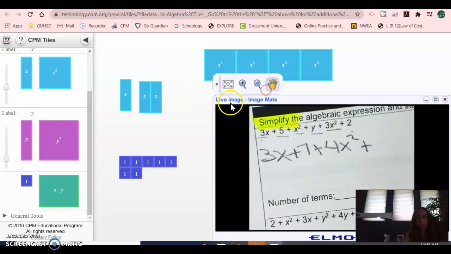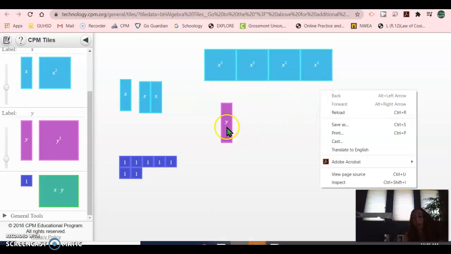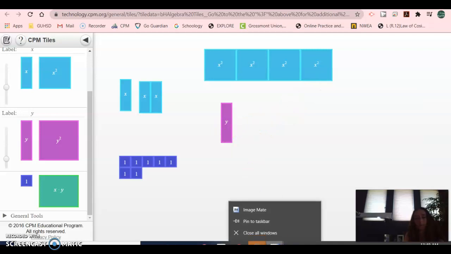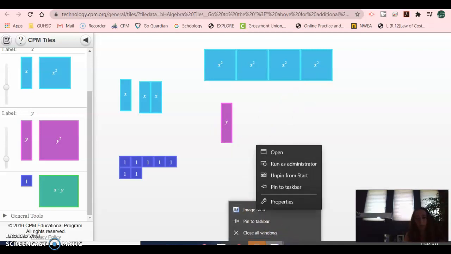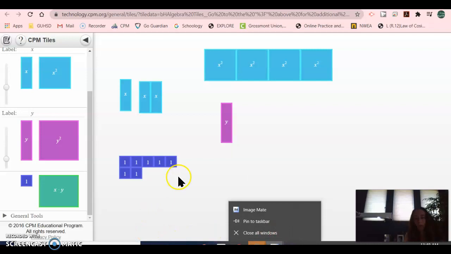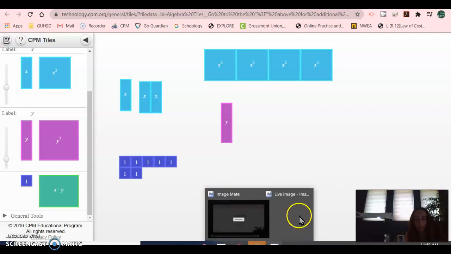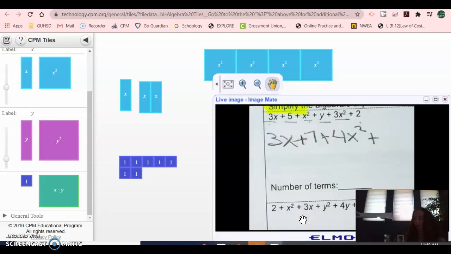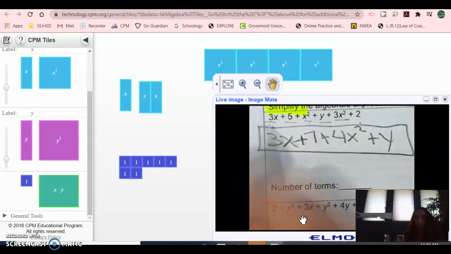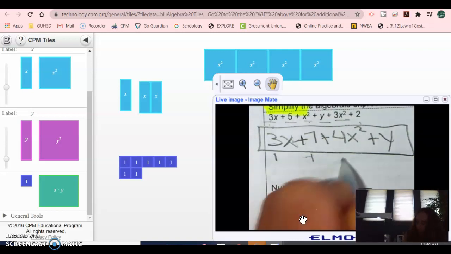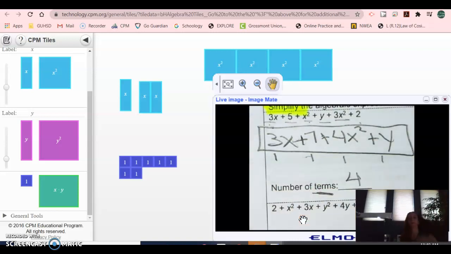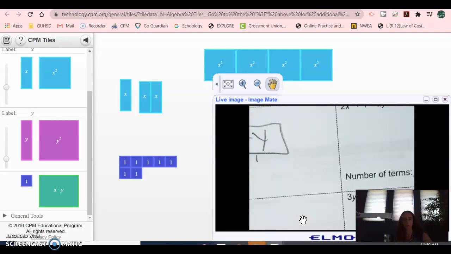It's not letting me move it. I don't know why. Okay. And I have 1y. Okay, I don't know where it's going here. Sorry, let me pause this really quick. I don't know why it's not working. Okay, sorry about that. And then I have 1y. All right? So there's my answer. When it says the number of terms, I have 1, 2, 3, 4. Okay? So now I'm going to go to the next one.